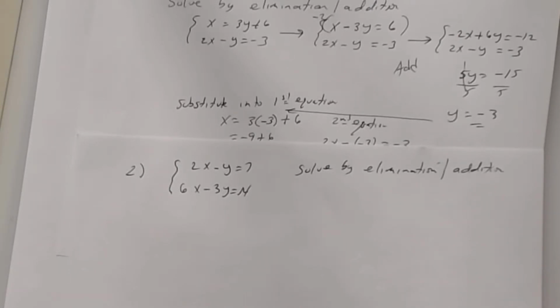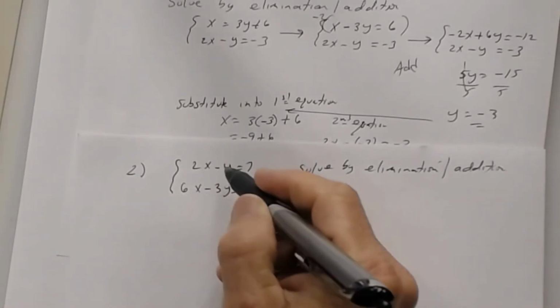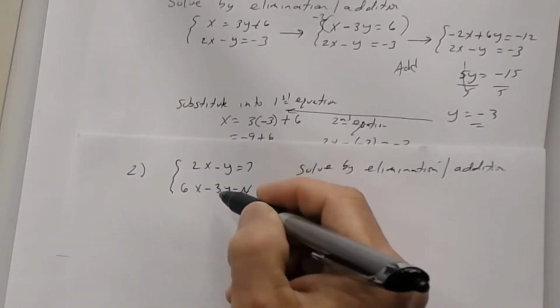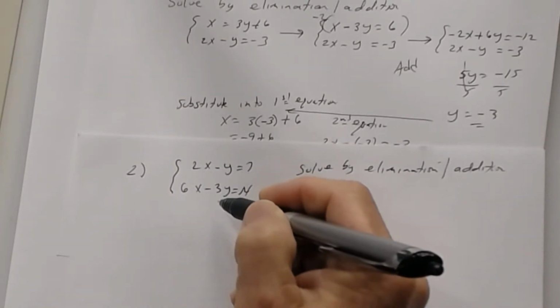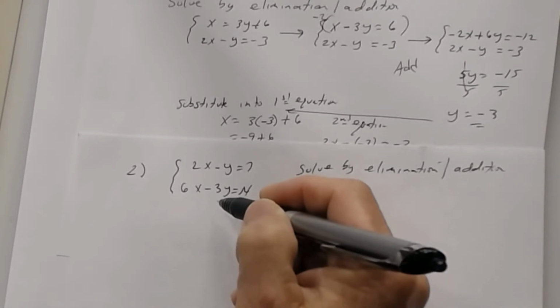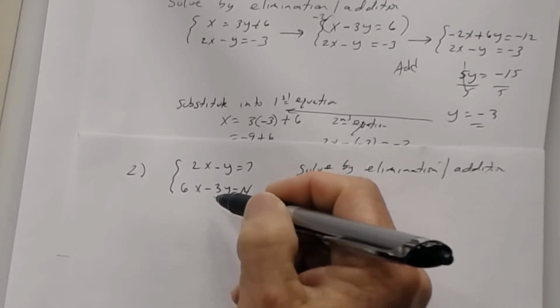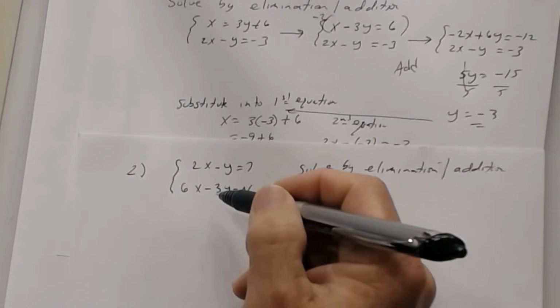You keep saying the first one. I'm not sure what you mean by the first one. You got to say x or y. Don't say first when I ask you that question. Which one do you want to eliminate? The y's? Okay. So this coefficient's a -1. This coefficient's a -3. What's the least common multiple of 1 and 3?